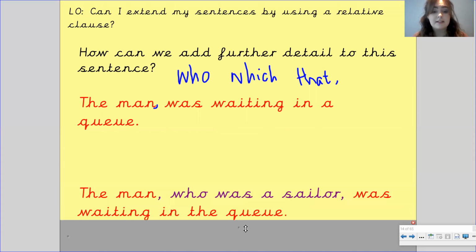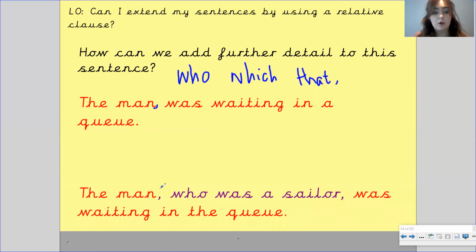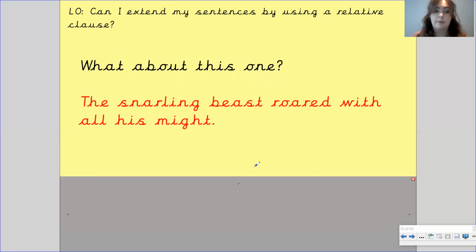Okay, so you could have had something like the man, comma, who was a sailor, comma, was waiting in the queue. So remember, you need to have that comma after your noun. You need to have who, which, or that. Finish off your relative clause, put another comma in, and then finish off your sentence. You could have also had something like the man who was very angry was waiting in the queue. The man who was very old was waiting in the queue. Something along those lines. Let's have another go.